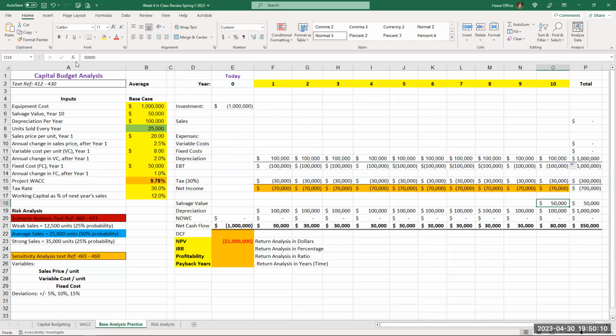So let's just adjust this 50,000 by taking out the taxes. Equals 50,000 times 1 minus the tax rate. So we're really only going to get 70% of our 50,000 because we've got to pay tax on that gain. So we're actually receiving $35,000 net cash flow for the disposal value of the asset at the end of 10 years.